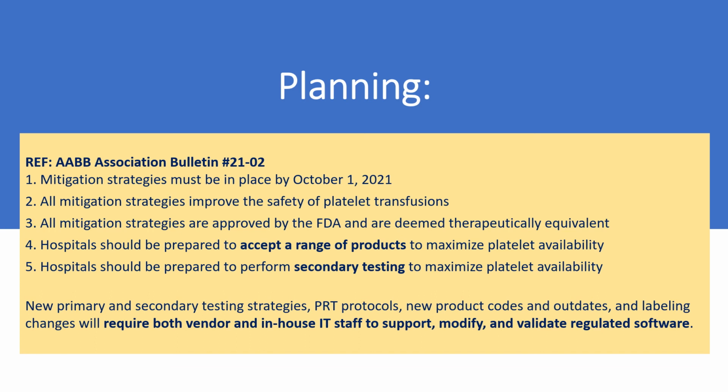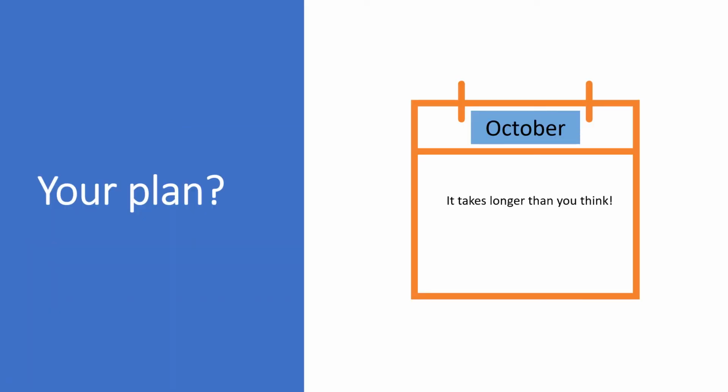They went on further to say that these strategies, PRT protocols, new product codes and outdates, and labeling changes will require both vendor and in-house IT staff to support, modify, and validate regulated software. Let's review some of the planning components you may need to help you get to the October 1st deadline.